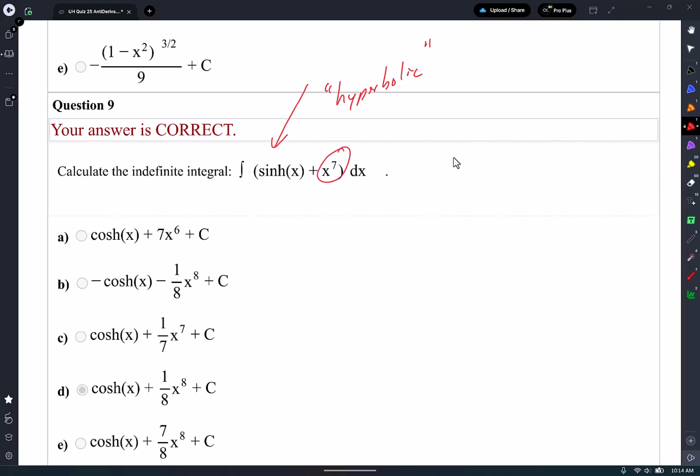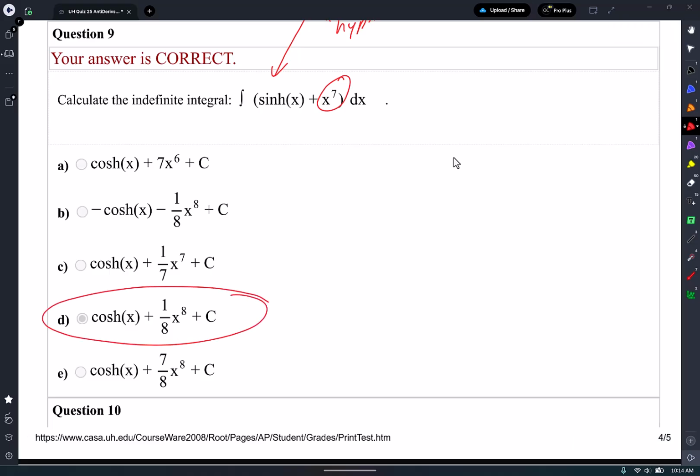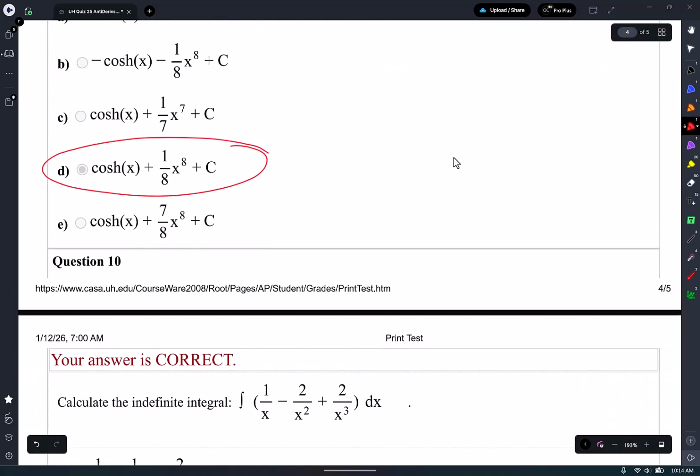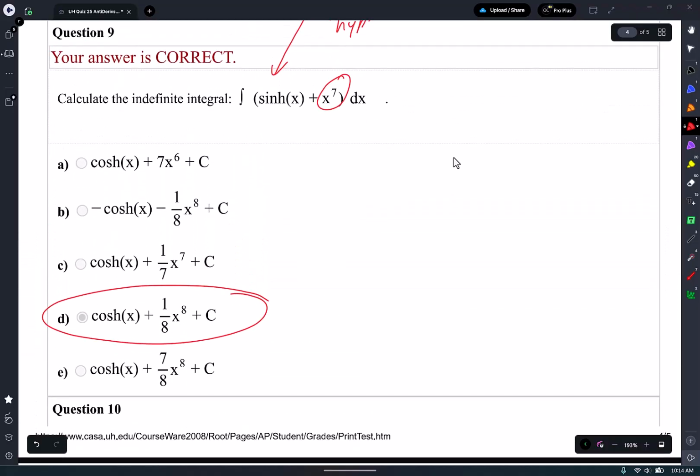What's the antiderivative of x to the 7th? x to the 8th divided by 8. So look for that. Do you see it? What letter? D. So the antiderivative of hyperbolics, will they ever be negative? No. So there it is. There's a free one. That one should be pretty easy for you guys. If we have hyperbolic cosine of x, could we get negative hyperbolic sine? Nope. They're always going to be positive.